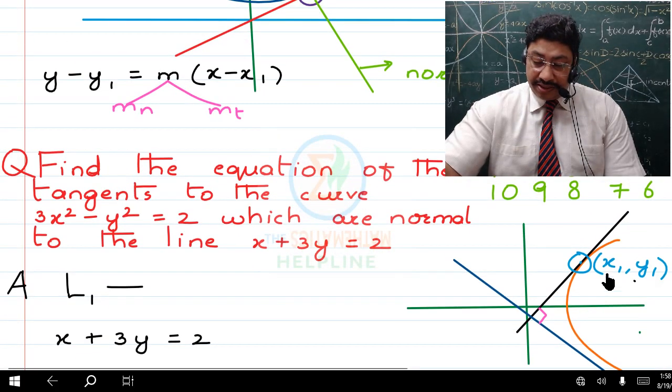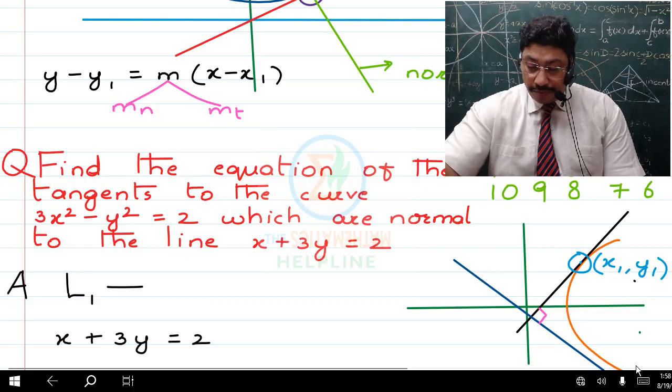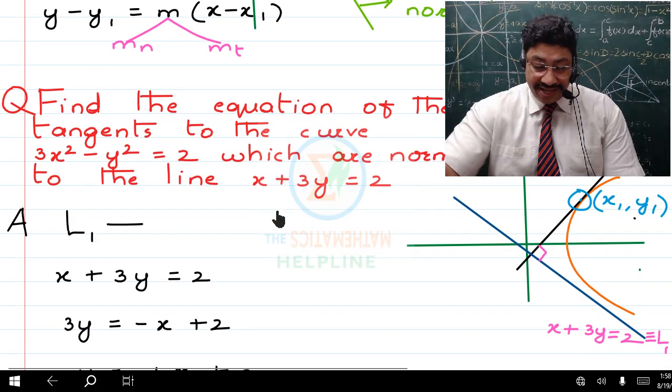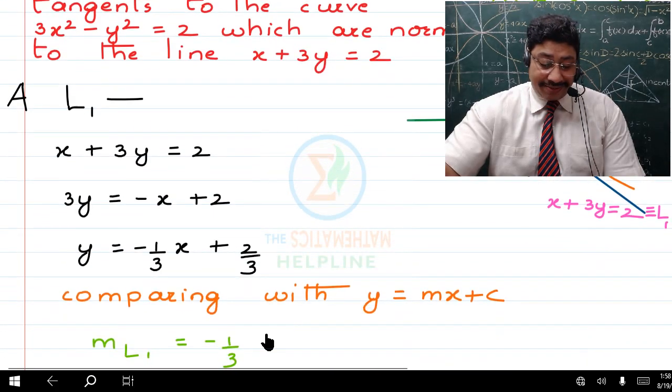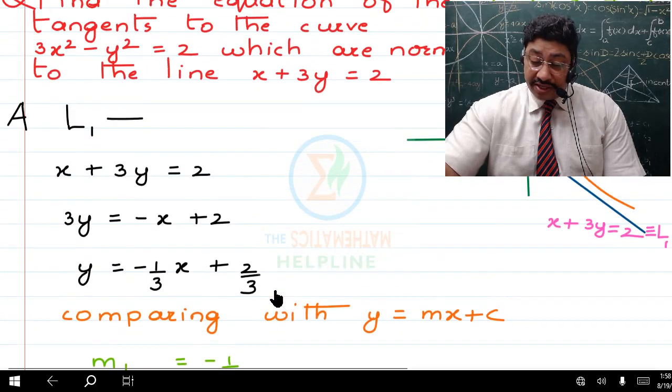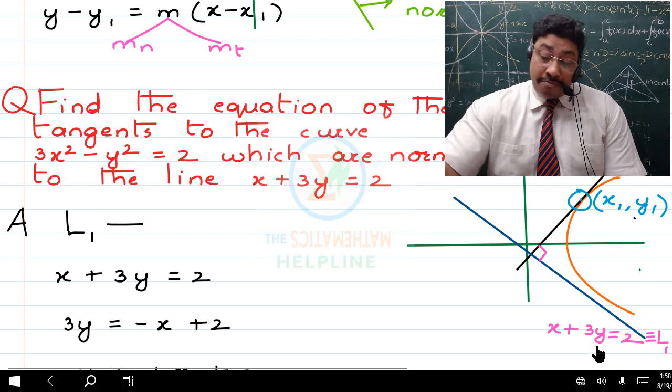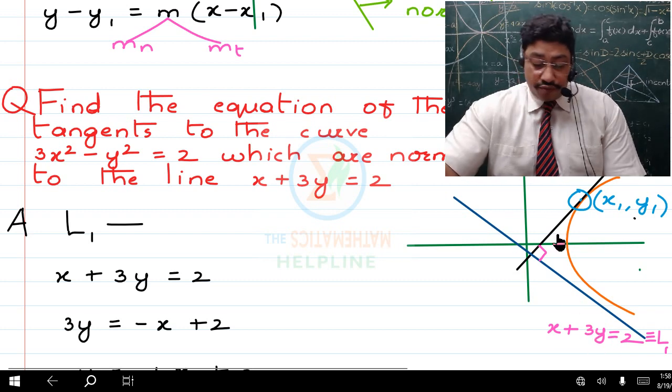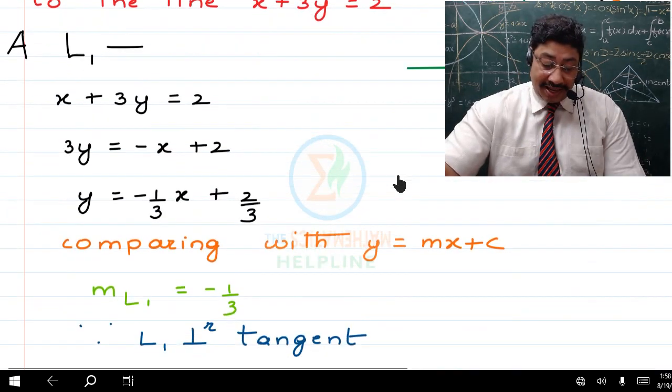So this is one of the tangents and it is normal to the straight line, and the straight line's equation has been given. So easily we can write it in the form of y is equal to mx plus c and find out the slope. The slope comes out to be minus 1 upon 3, and this obviously is going to be multiplied with the slope of the tangent to give you minus 1, as both of these straight lines are perpendicular to each other.